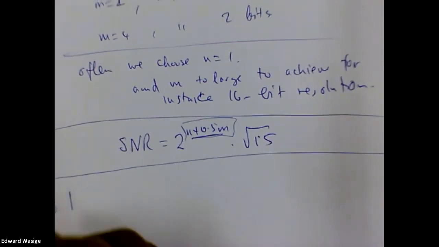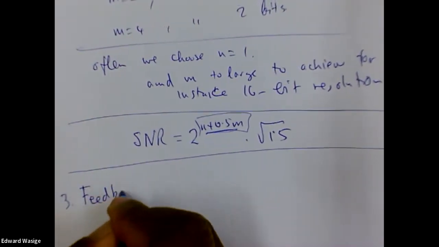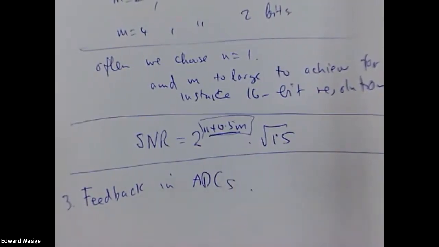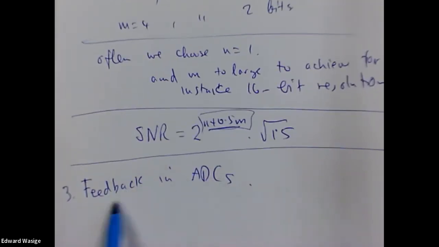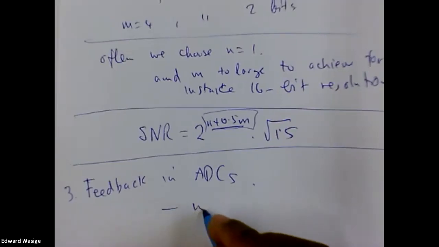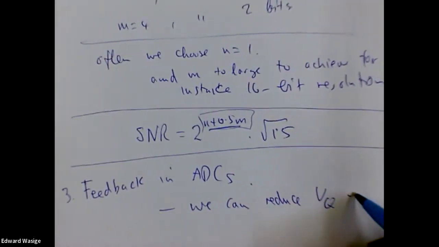So the third thing we look at is feedback in ADCs. Actual oversampling on its own is not used, and we'll discuss that, I think, at the revision class on Wednesday. But we'll just do the theory today. But introducing feedback, we can reduce VQ even further.